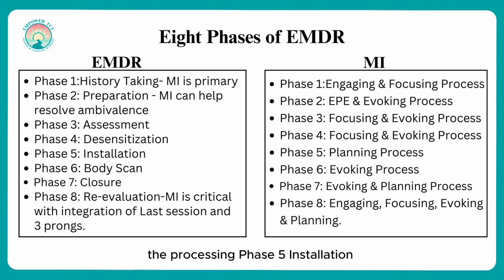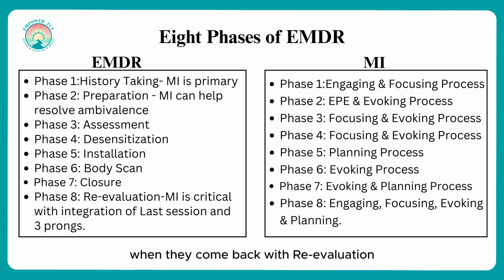Phase 5, installation, minimal MI really here, but if you do anything, it's going to be more planning, right? Planning for the future. Body scan is more around evoking, so just kind of seeing what's still left there and clearing that out. And then phase 7, closure, is where you get to do some MI, but not too much, because you're just kind of wrapping things up. You might do a resource here. So there may be some evoking around shifts that they've experienced, insights they might have for in between the session.